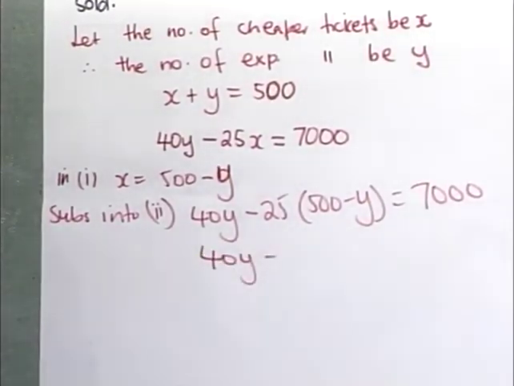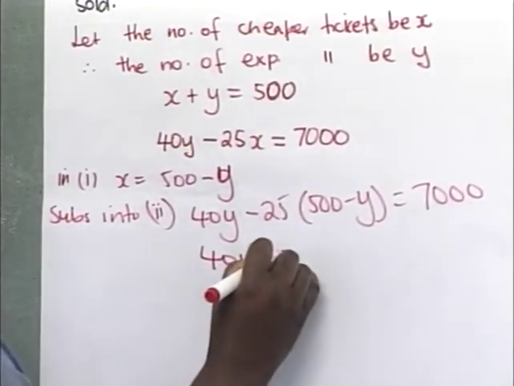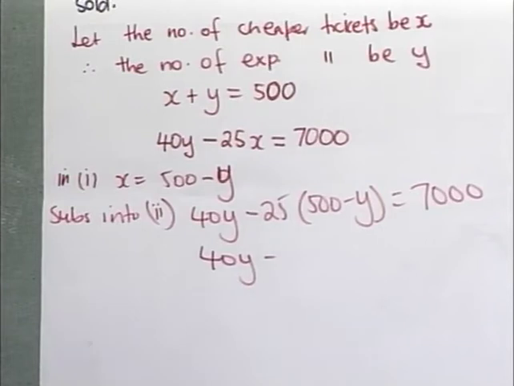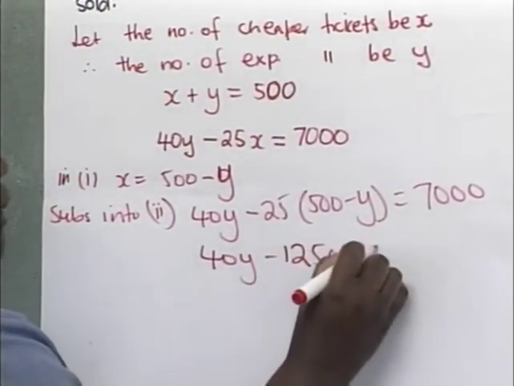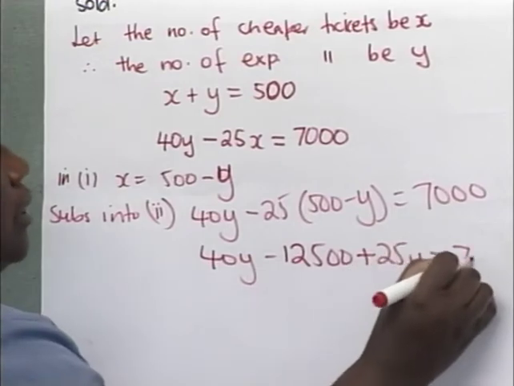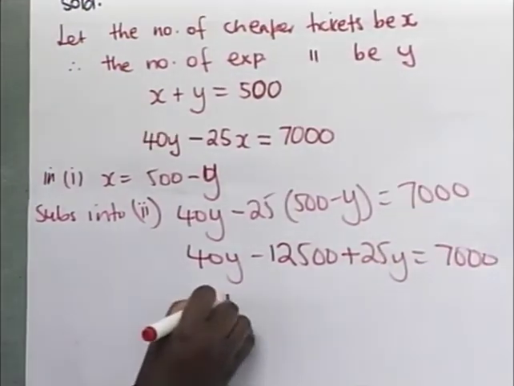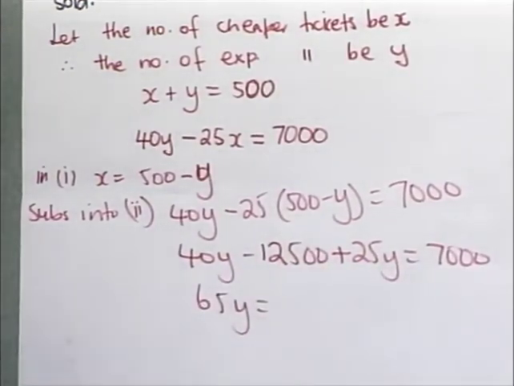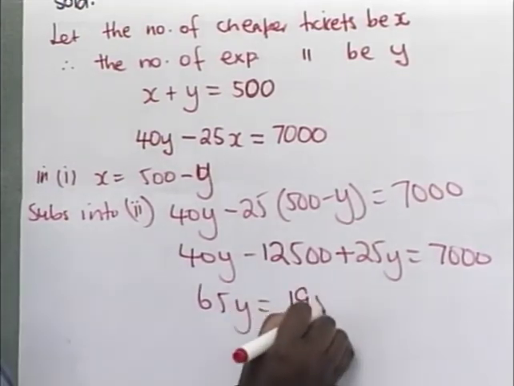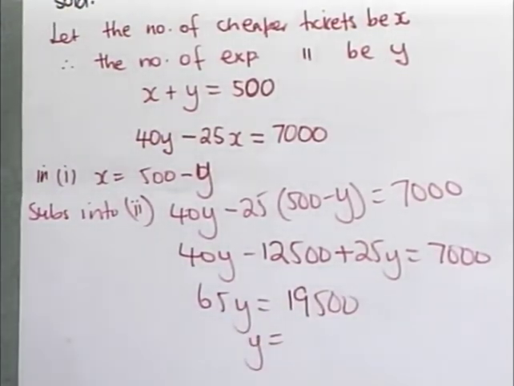All right, I need your help. 25 times 500. 12,500. Plus 25Y equals 7,000. 40Y plus 25Y is 65Y. Add 7,000 to 12,500: 19,500, divided by 65. 300.